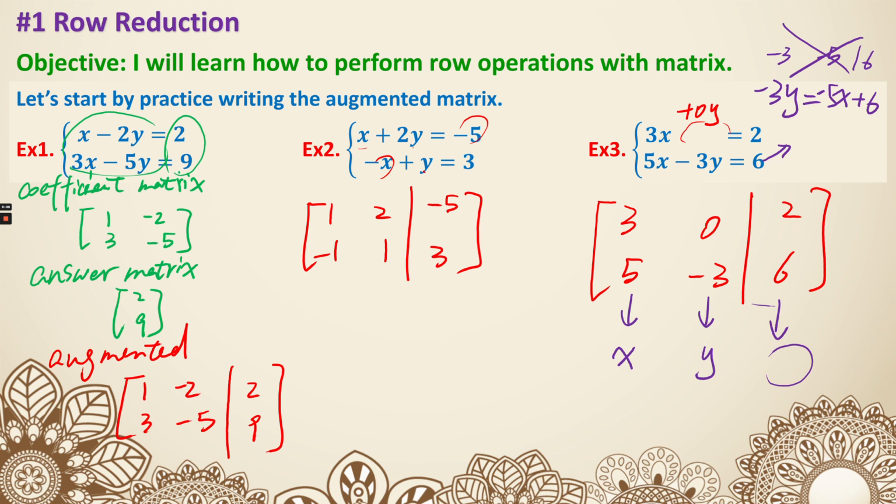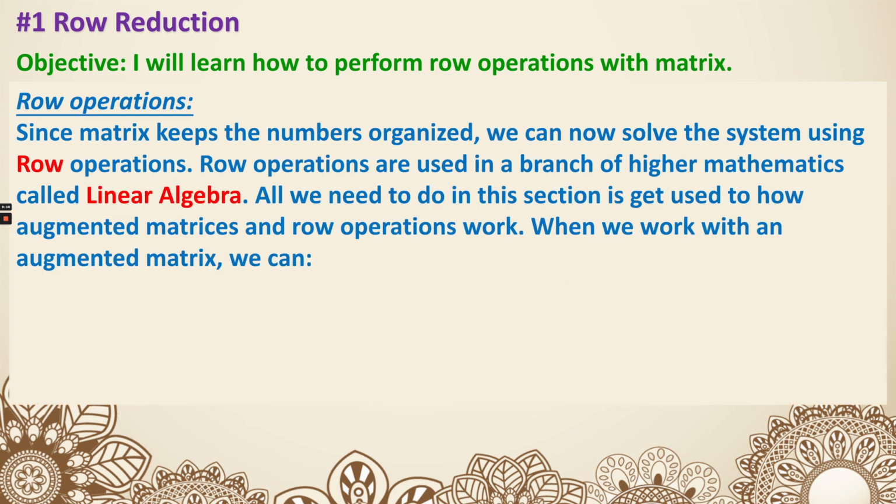Now let's talk about row reduction. Row operations. Since matrix keeps the numbers organized, we can now solve the system of equations using row operations. And they are used in a branch of higher mathematics called linear algebra. But all we need in this section is actually to get used to the different kinds of operations that we can do to these rows. The first option is to interchange any 2 rows, which is called row swap.